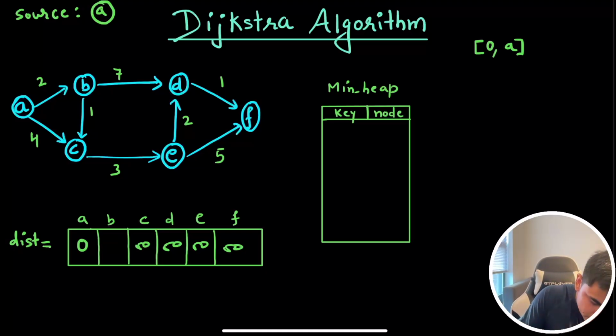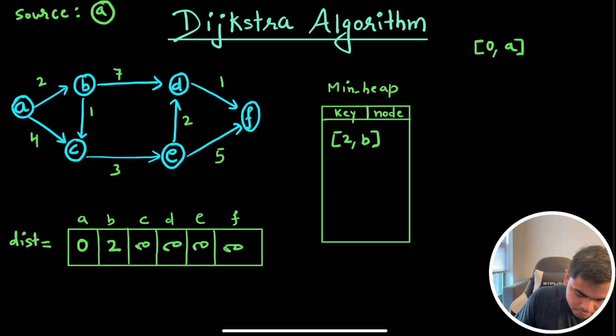All right, there is a direct path, so I'm going to update it, because 2 is less than infinity. There is a direct path, so I can reach B with the distance 2. Then at the same time I will append that 2 as a distance and B as a node into my minimum heap. Okay, then what's the next node?